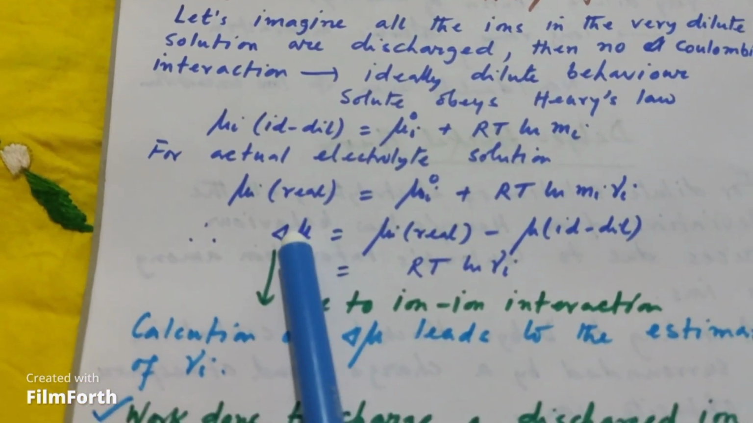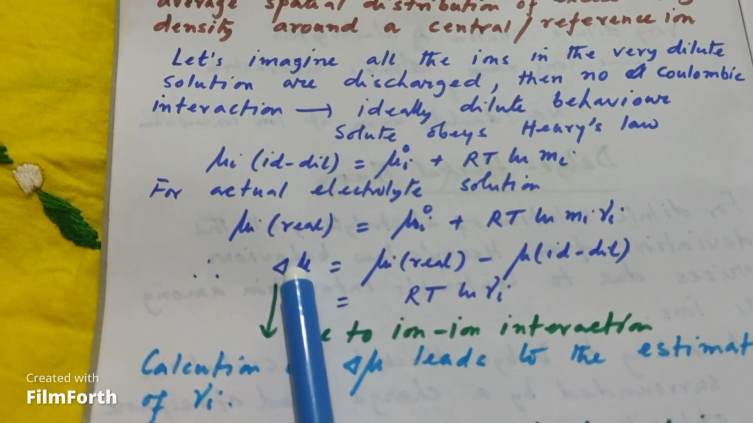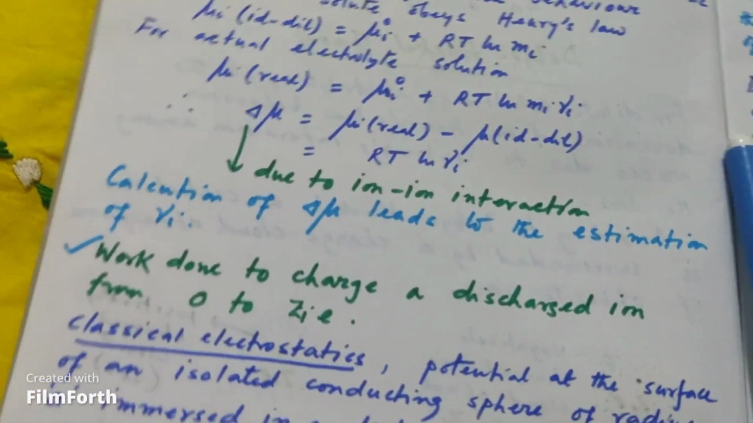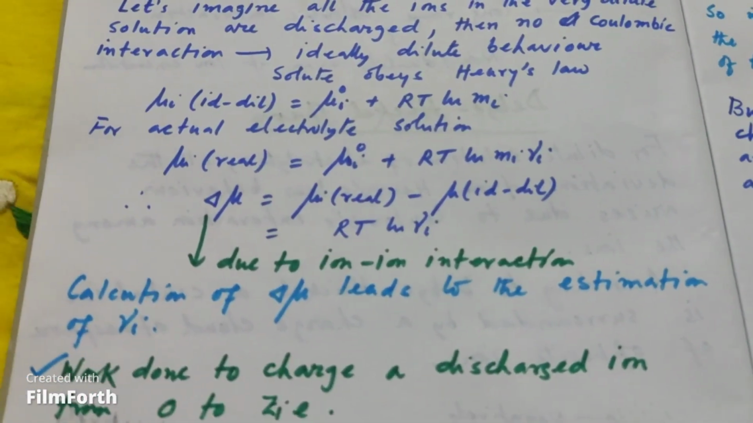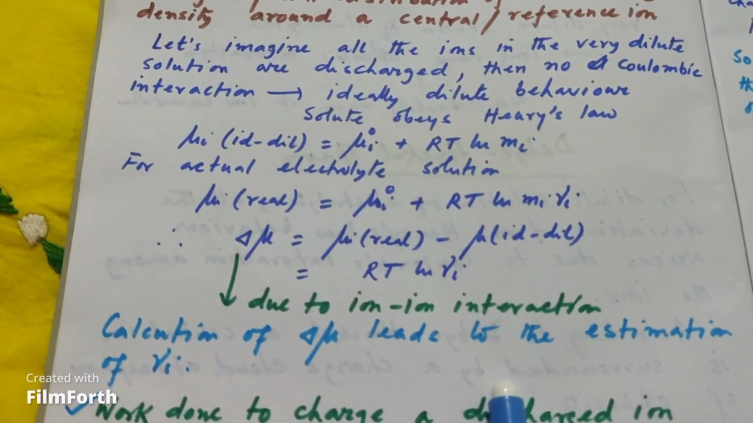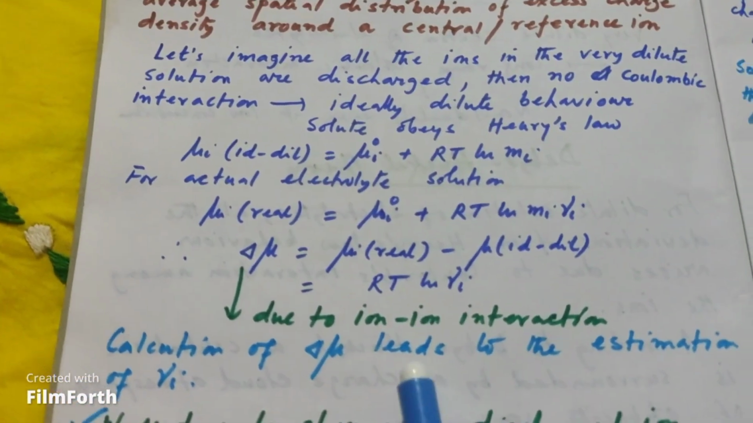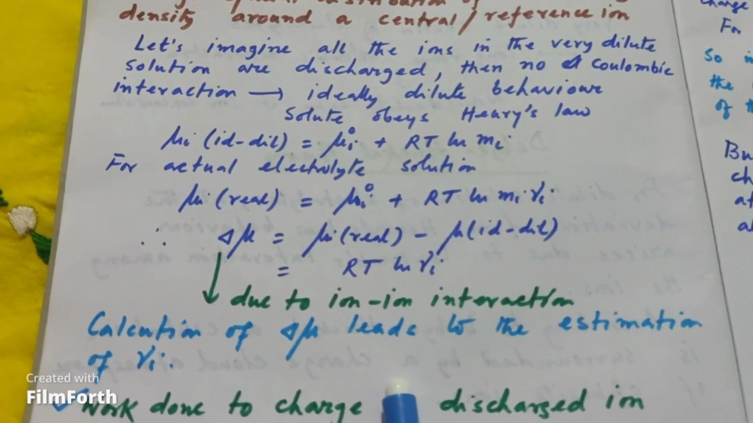This change in chemical potential, del mu, arises due to ion-ion interaction. So calculation of del mu may lead to the estimation of gamma_i. And Debye and Huckel successfully calculated del mu, and from that they estimated gamma_i for an electrolyte solution.